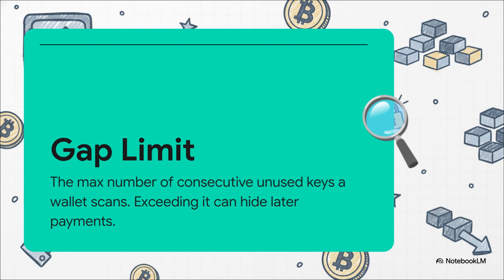And you can probably see the problem here. What if you gave out addresses 1 through 21, nobody paid you, but then address 22 did get a payment? A normal wallet would stop searching at address 20 and might never see the money sitting in address 22.